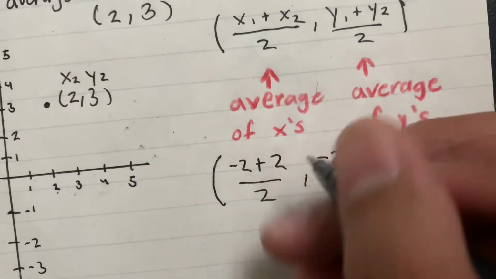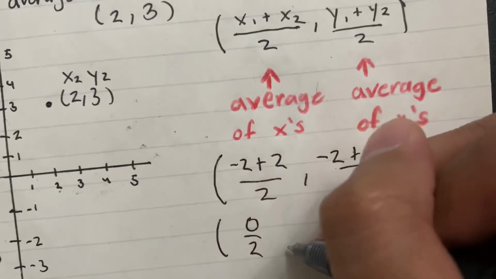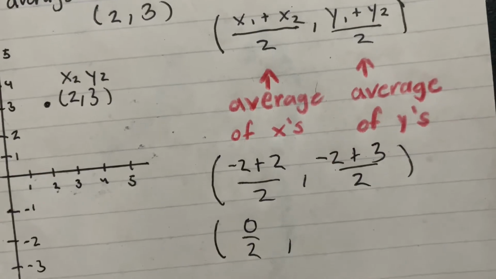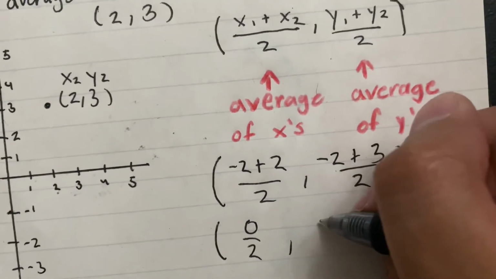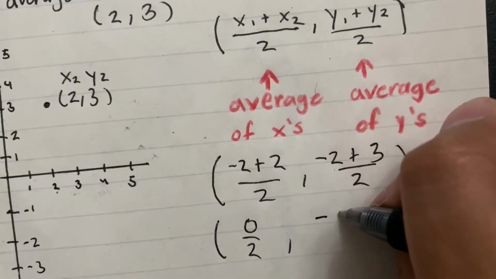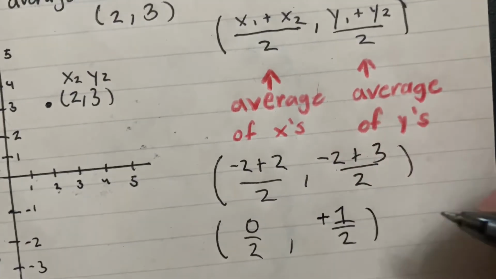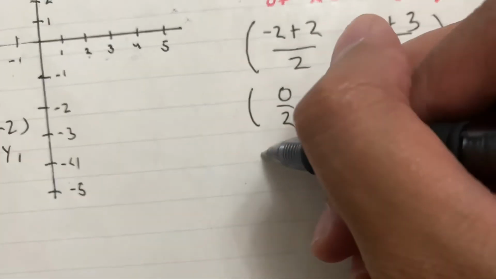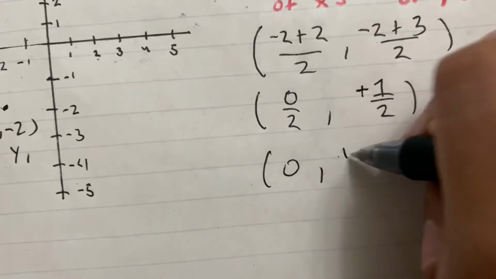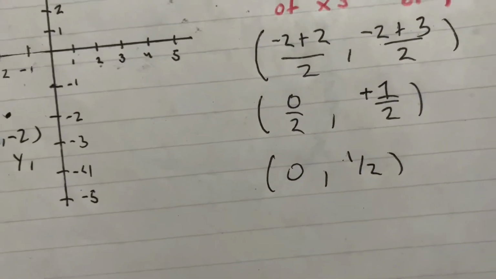-2 plus 2 is 0 over 2. And -2 plus 3 is positive 1 over 2. And now that we get that, we see we can simplify, and we know it's 0 and 1/2. And that should be how you do the midpoint formula.